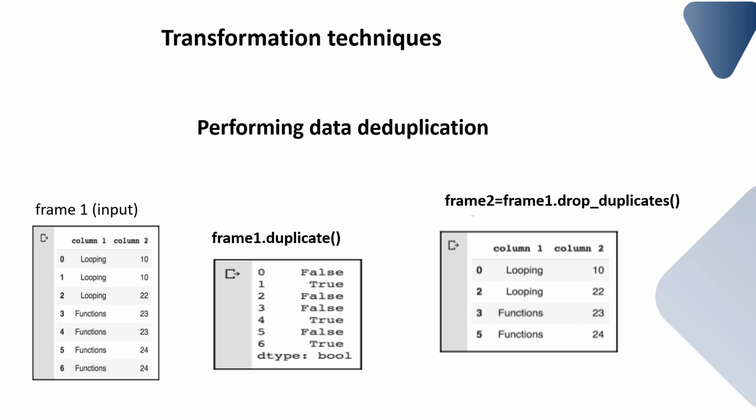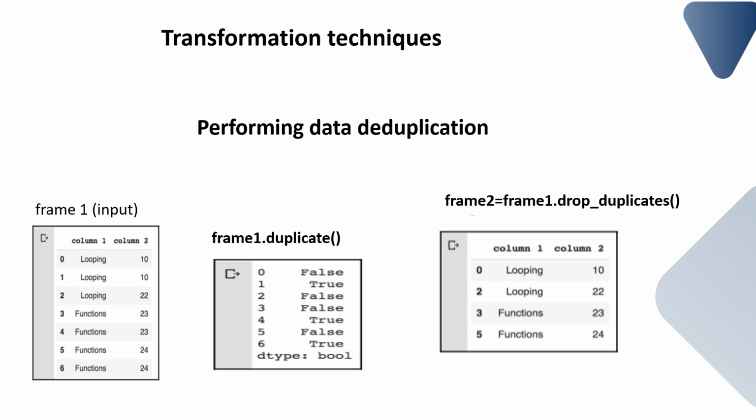Next functions 23 is an original element, not a duplicate, so the condition is false. Functions 23 again is a duplicate element, so the condition is true. Functions 24 is an original element, not a duplicate, so the condition is false. Next functions 24 is a duplicate element, so the condition is true.